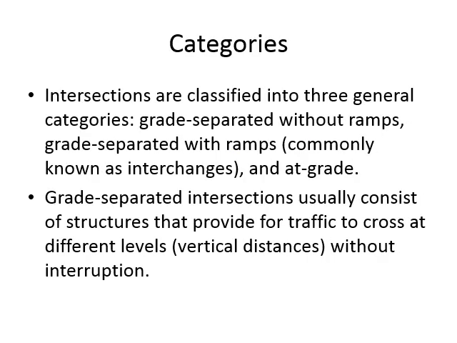Intersections can be classified into three main categories. We have grade separated without ramps, and we have grade separated with ramps, which are also known as interchanges, and we have at grade intersections. The term grade separated means that there are two highways which are intersecting each other at different levels. So one of them is at the ground level and the other one is either above it as a bridge or below it as a tunnel.